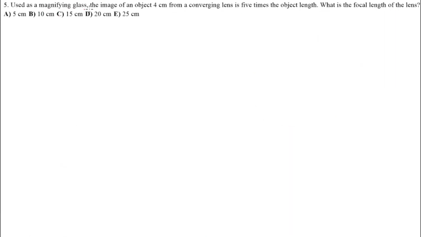Used as a magnifying glass, the image of an object 4 centimeters from a converging lens is 5 times the object. That means the object distance u is 4 centimeters from a converging lens whose image size is equal to 5 times the object length. Okay, so what is the focal length? What is the focal length?